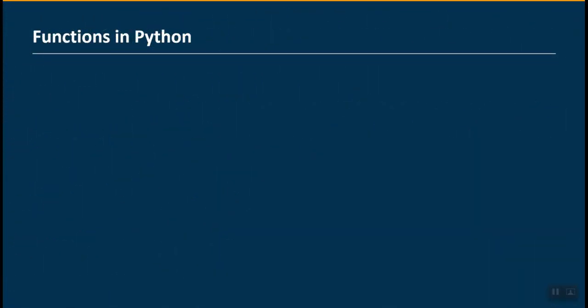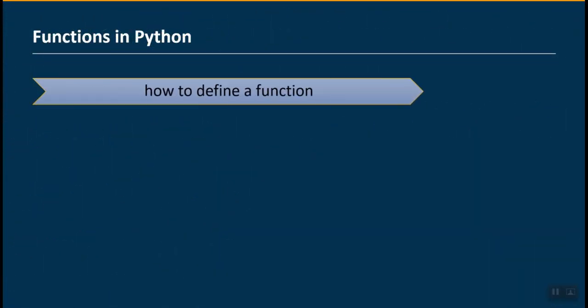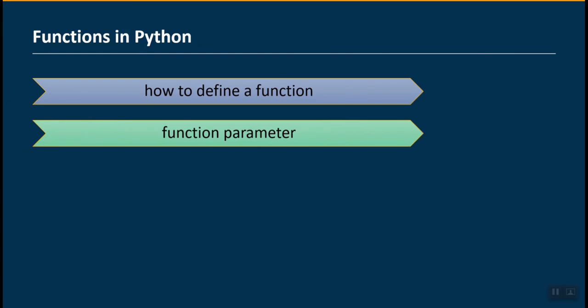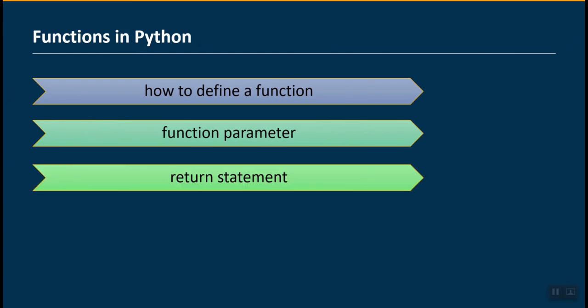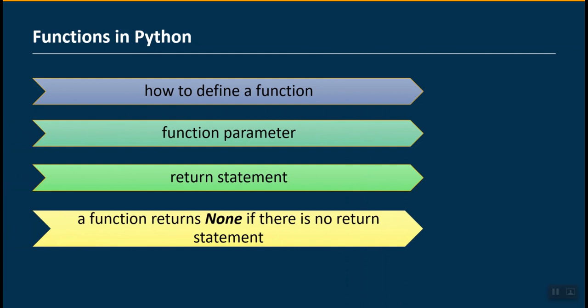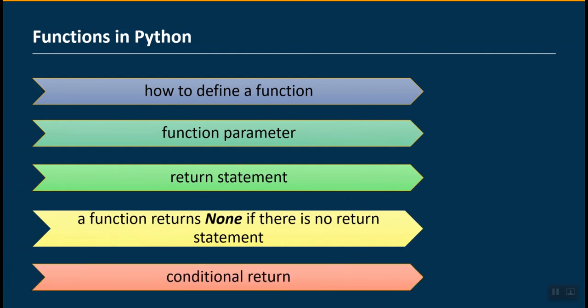Thus, in this video, we have seen how to define a function. We have seen how to pass a function parameter and the return statement. We have also seen that a function returns a None object if there is no return statement. And we saw conditional return.